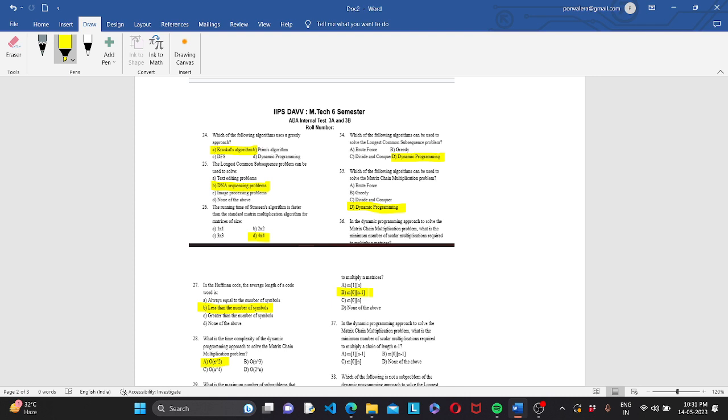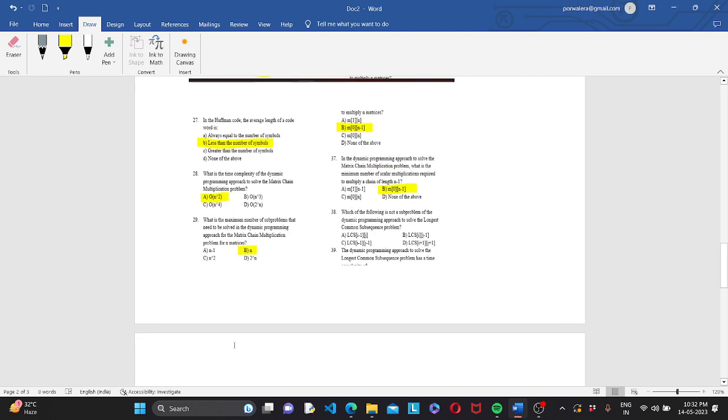Now question number 37. In the dynamic programming approach to solve the matrix chain multiplication problem, what is the minimum number of scalar multiplications required? So the minimum number of scalar multiplications required would also be the same, which is m of 0, n minus 1, which is option number B. Now let us see question number 38, 39 and 40.